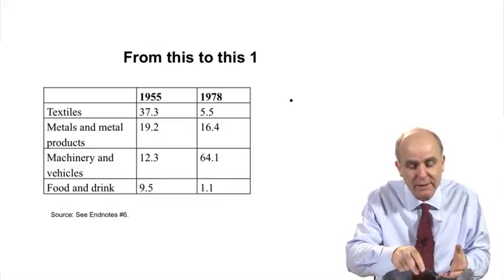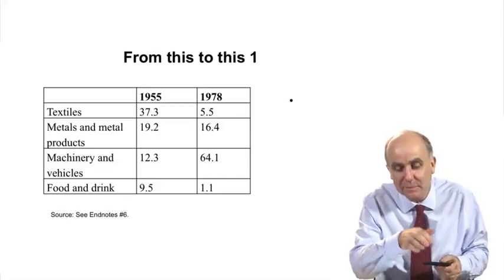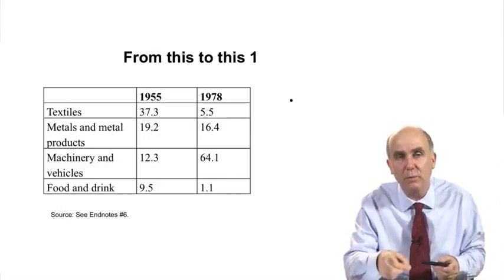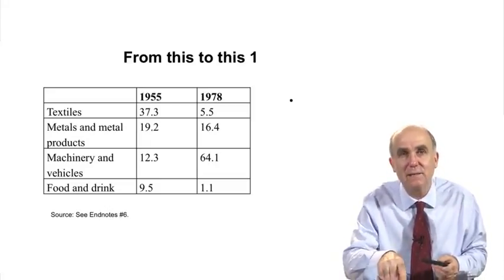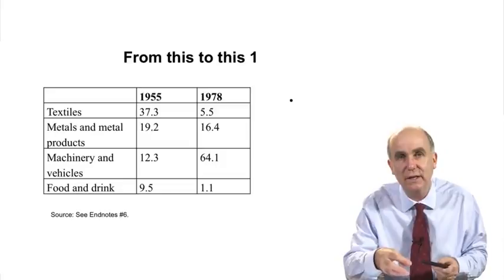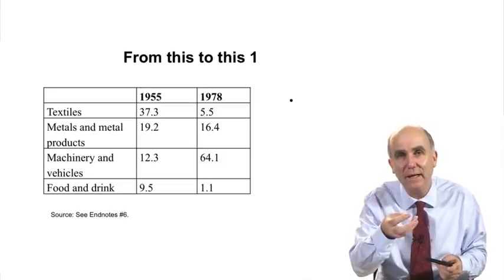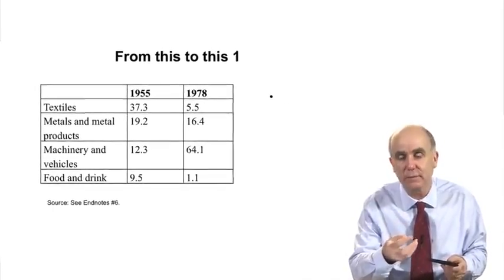But Japan had started to get into metals and metal products and machinery and vehicles. By the late 1970s, textiles is no longer a very important part of manufacturing industry in Japan. Instead, Japan's become a major producer of machinery and vehicles. So it's moved up the manufacturing ladder in terms of the complexity of products that it's producing.